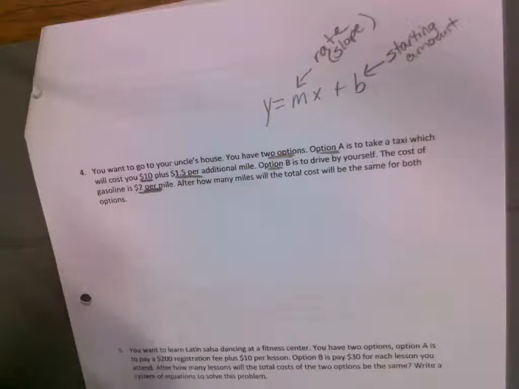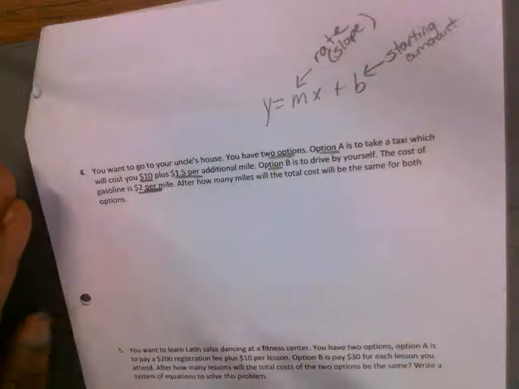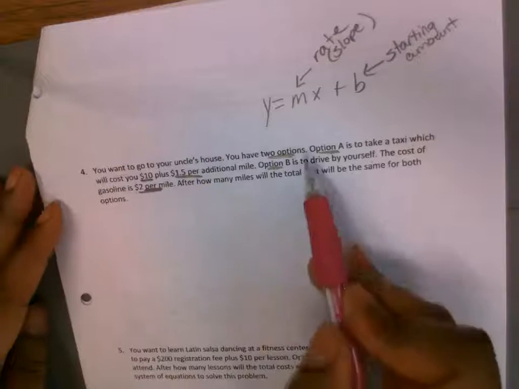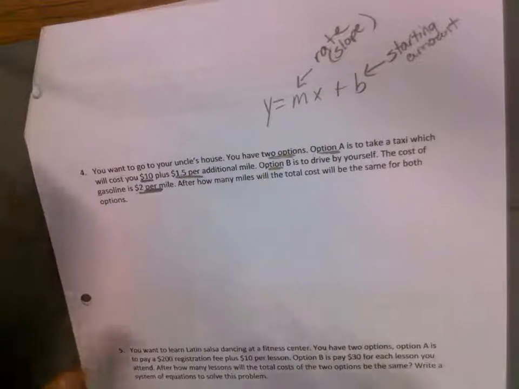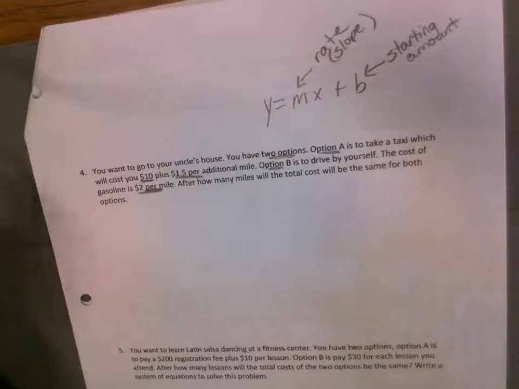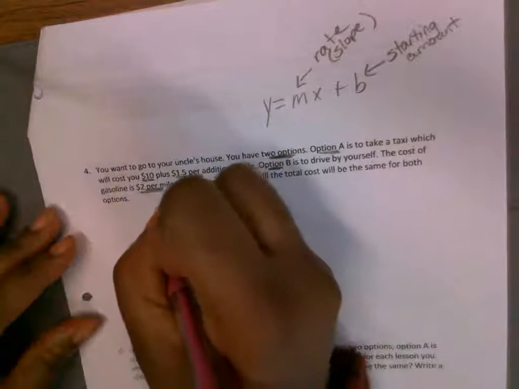The rate is not a certain amount for a certain time and then changes to something else. It's the same amount every single time for A, and for B, it's the same amount every single time. So these are both linear equations. So let's write the equations for both.